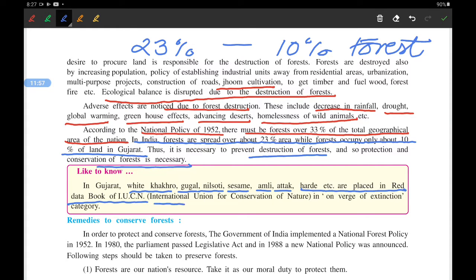IUCN stands for International Union for Conservation of Nature. In simple words, IUCN is a list which is created for the most endangered species of plants and animals. So all these plants are included in it. Why? Because they are being destroyed, and used so extensively that they are on the verge of extinction. They will be almost removed from the earth's surface, and that's why they are put into IUCN. Okay, they are on the verge of extinction.